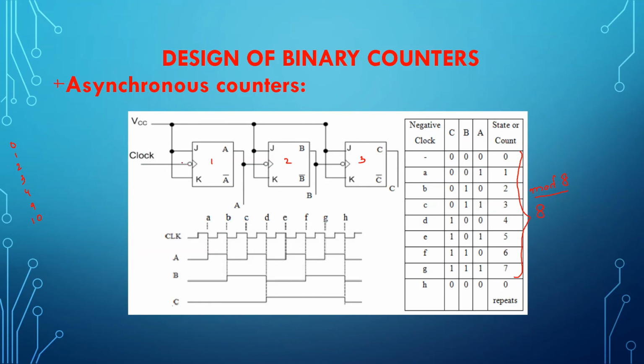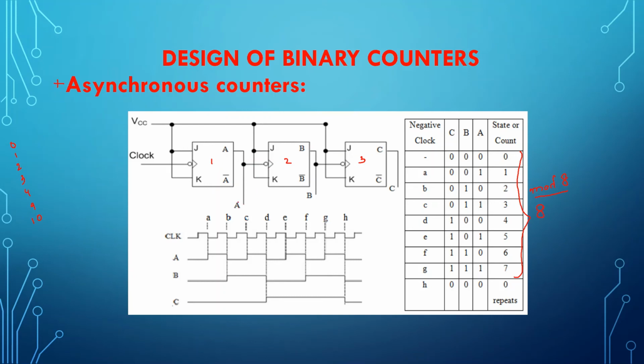Clock input is given. You can check the clock input is given only to the first flip-flop, not to the second one. The clock input to the second one will be the output of the first flip-flop. The clock input to the third one will be the output of the second flip-flop, isn't it? Which means that this is clearly an asynchronous counter. I told you asynchronous counters are those counters in which my clock input will not be given to all the flip-flops. So that is what is done here.